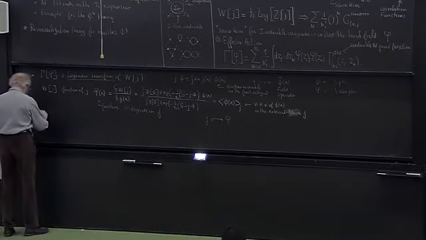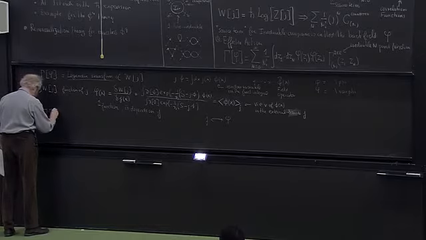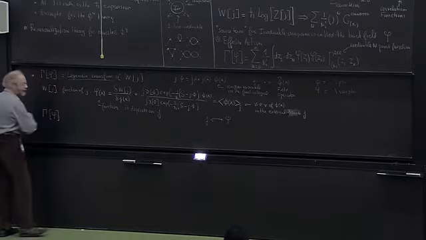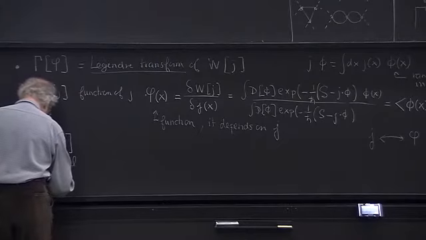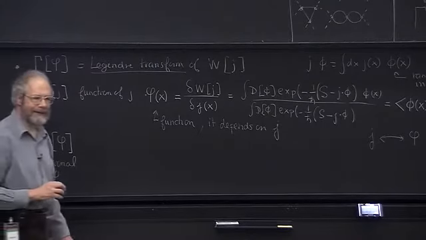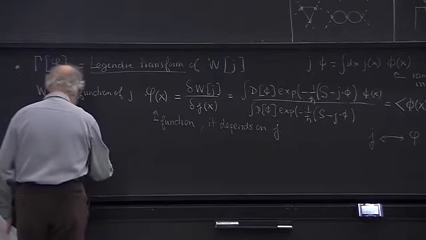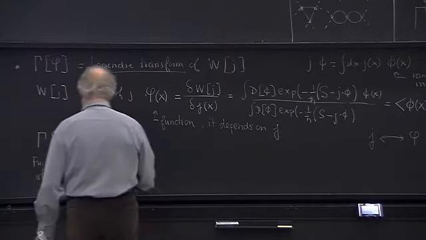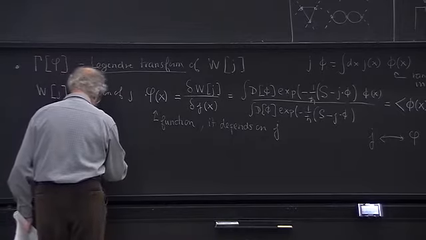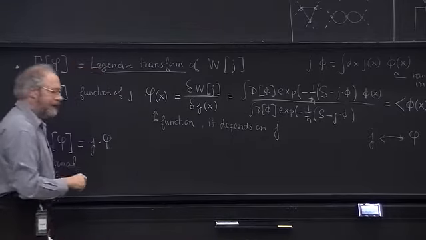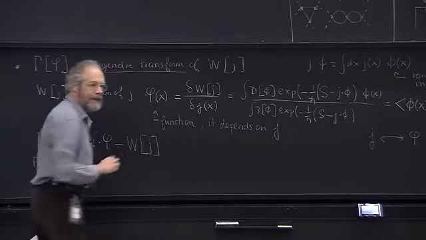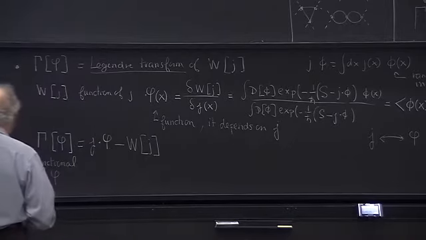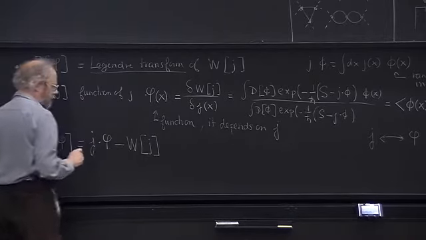And we define then the Legendre transform of W. It's going to be a function of the function phi. So it's going to be a functional of the function phi. And it's simply defined by G dot phi minus W of G. Okay? So this is a very general definition of a Legendre transform.